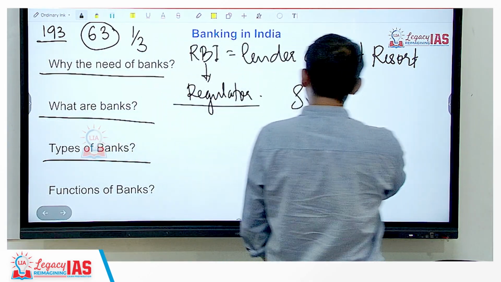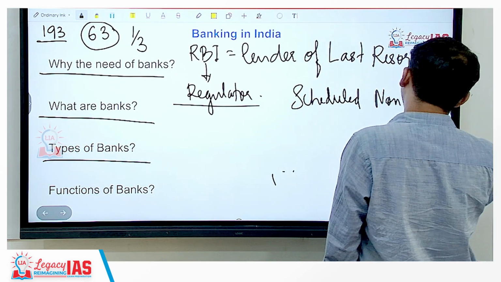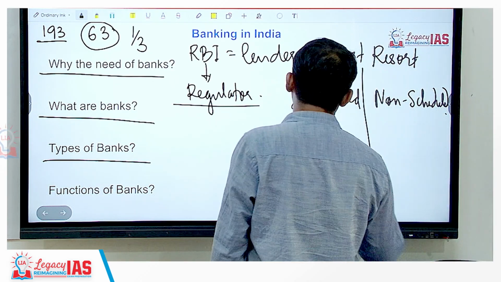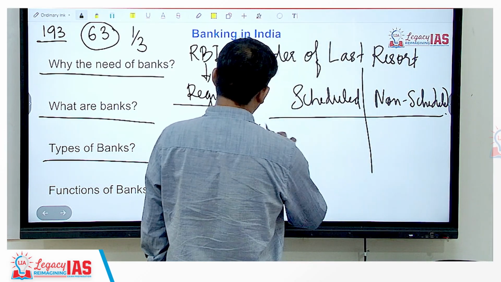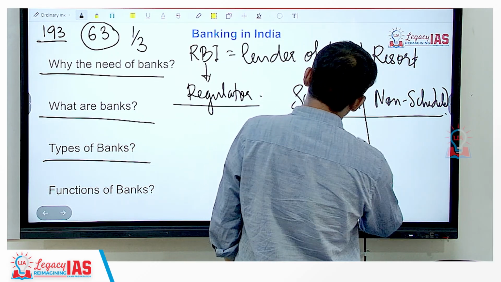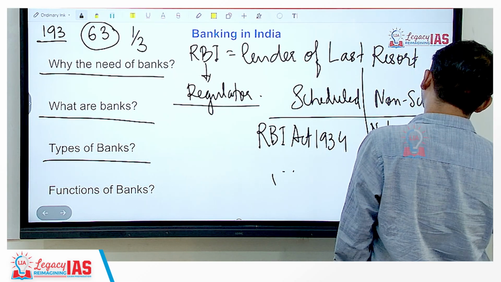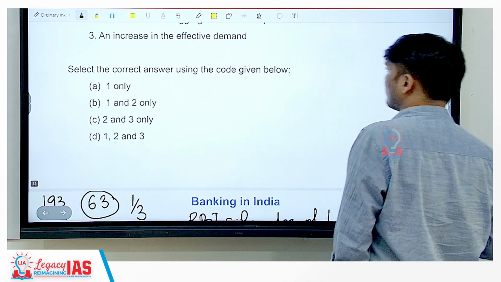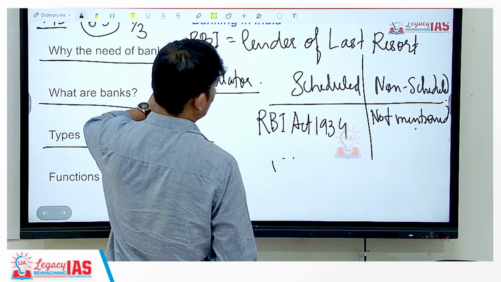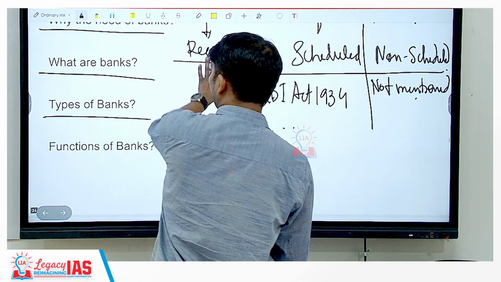and there can be non-scheduled banks. What is the difference between scheduled and non-scheduled? Scheduled banks are mentioned in the schedule of the RBI Act 1934. These banks are not mentioned in it. These banks are mentioned in the schedule of the RBI Act.